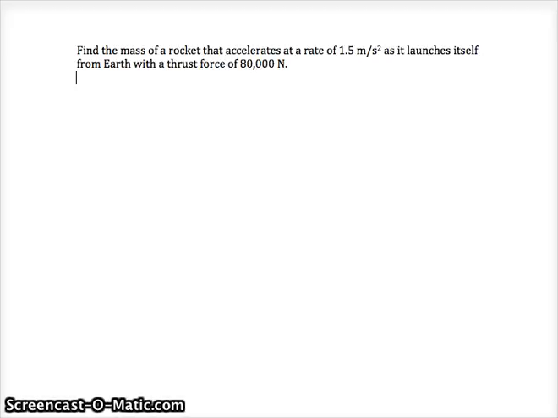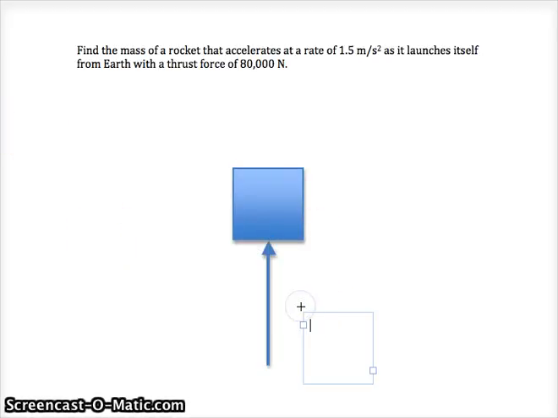If it's a problem that uses Newton's second law like this, you know you're going to need to draw a free body diagram. So that's where you start. I draw everything as squares, so there's your square-looking rocket. We know that it's accelerating upwards with a thrust force of 80,000 newtons. So there's the thrust force. We can label it as 80,000 newtons. There we are.